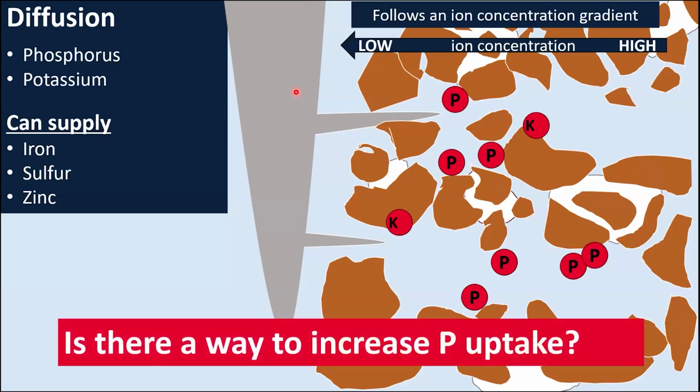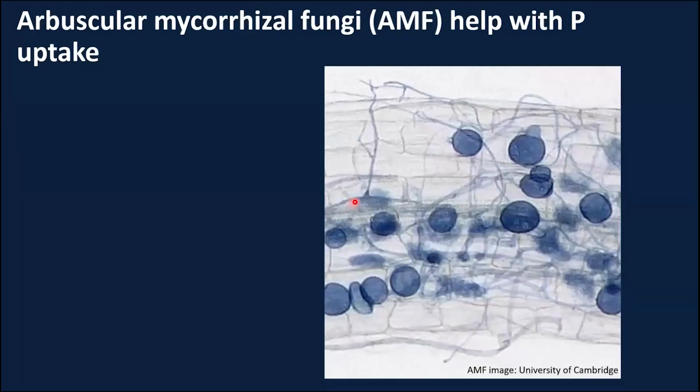So then the question becomes, is there a way to increase this phosphorus uptake? Because we can't really get a lot of this farther away phosphorus. We can't create a strong enough gradient to get it pulled in. So one way we're looking at doing this is we also know one of the roles of arbuscular mycorrhizal fungi is to help with phosphorus uptake.